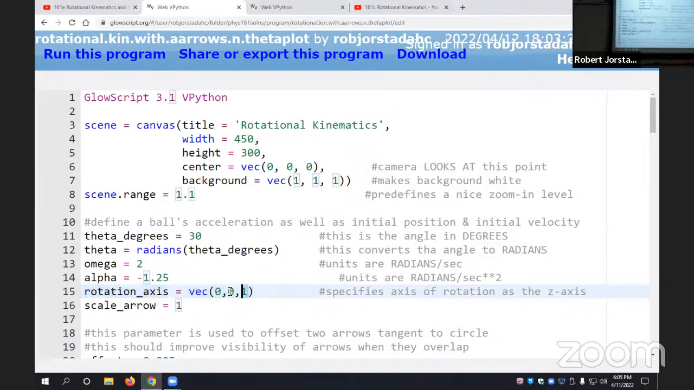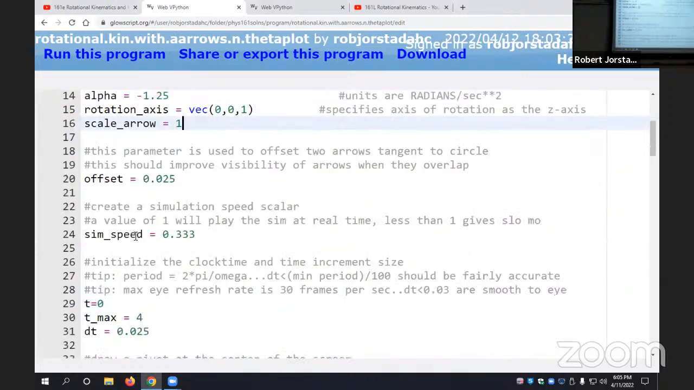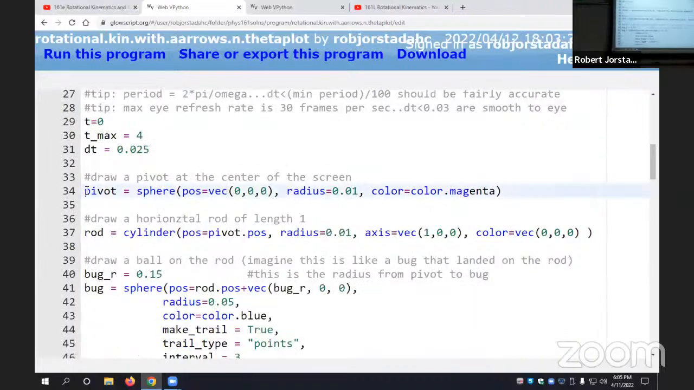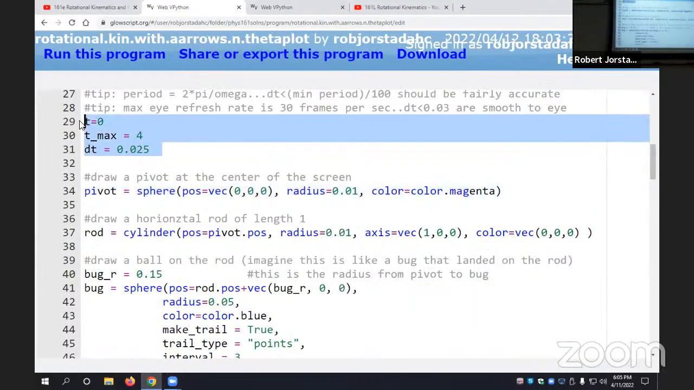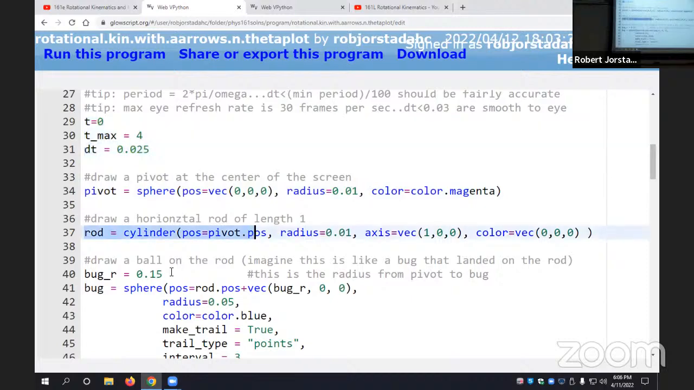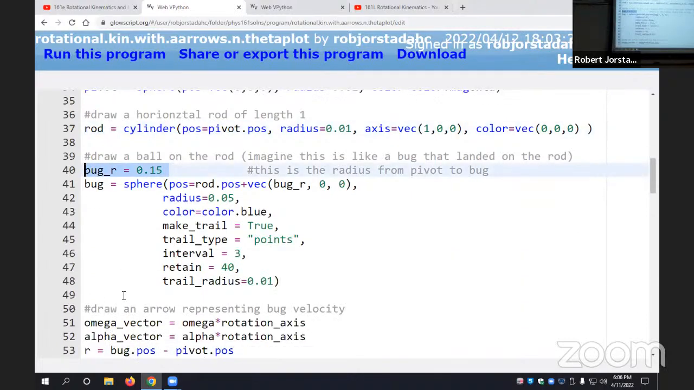What direction is that? I hat, J hat, or K hat? K hat. 1 in the Z is K hat, right? And so these are just boring. Pivot, that's just something at the center. This is just setting the time. The rod is just the cylinder I drew. The bug is the little ball, whatever.